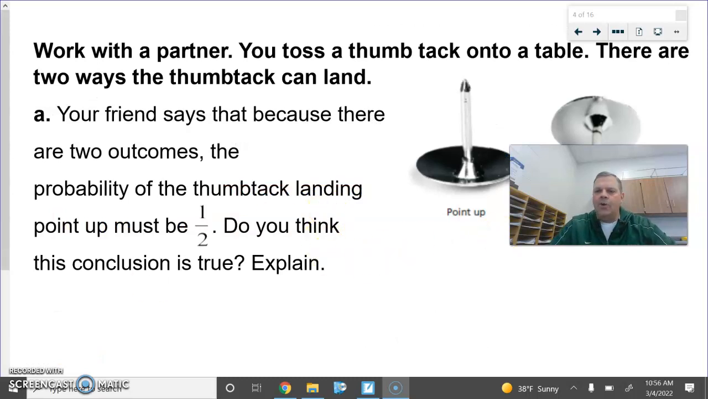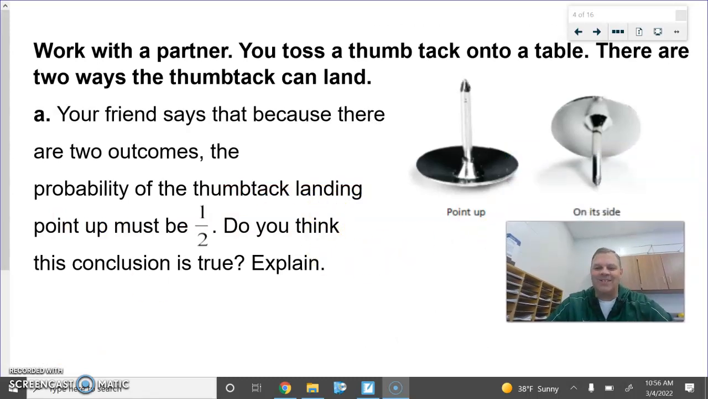We are not going to be flipping thumbtacks, even though some of you might like that. But what I want to know is, your friend says that because there are two outcomes, point up and on its side, the probability of a thumbtack landing point up has to be 1/2. Do you think that conclusion is true? Please take a minute, talk to people around you, and see if you agree that this is 1/2 or not.